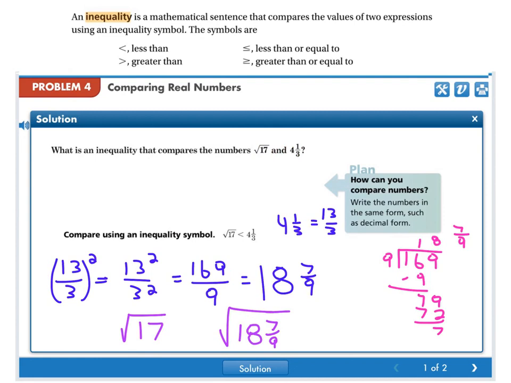But essentially, I can write any number as the square root of its square. So I've squared this and said the square root of what I get when I square it will be that. So I can now compare these two: square root of 17, square root of 18 and 7/9. Which one's greater? Clearly, because 18 and 7/9 is greater than 17, the square root of 18 and 7/9 is greater. Okay?